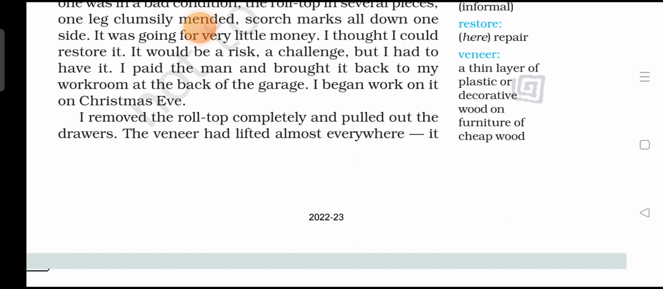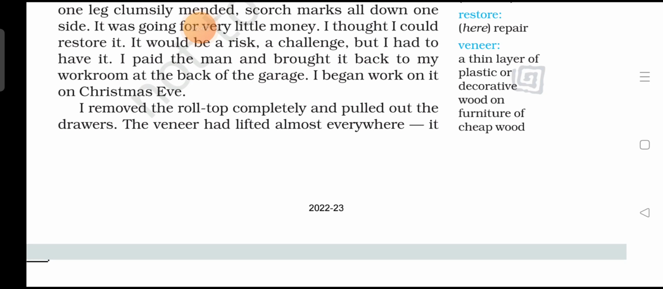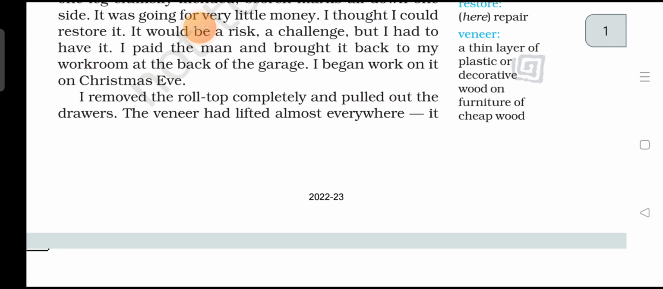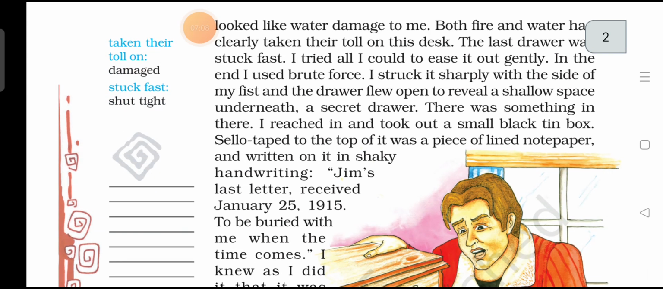OK, means whoever uses that table before it was in the junk shop, he or she may have dropped droplets of water or something. So because of water it is damaged, because it's a plastic sheet. It will be damaged if it is given the water or water is put over there. Yes, I think you have understood till here.